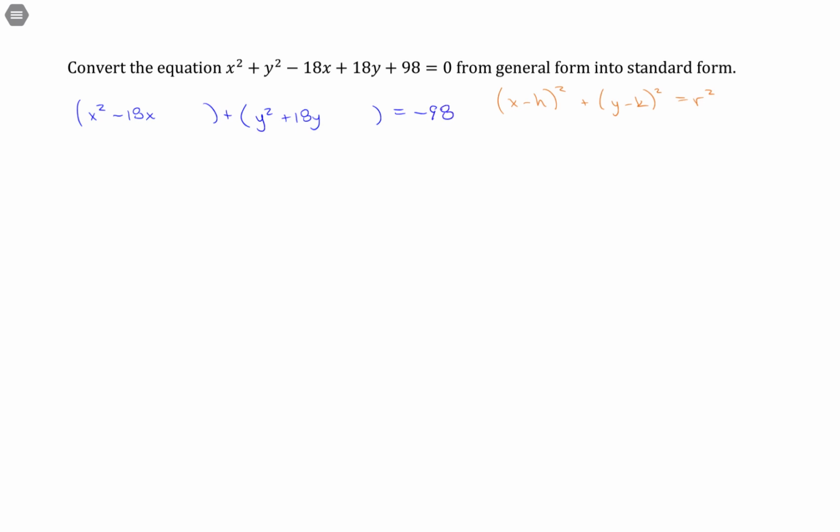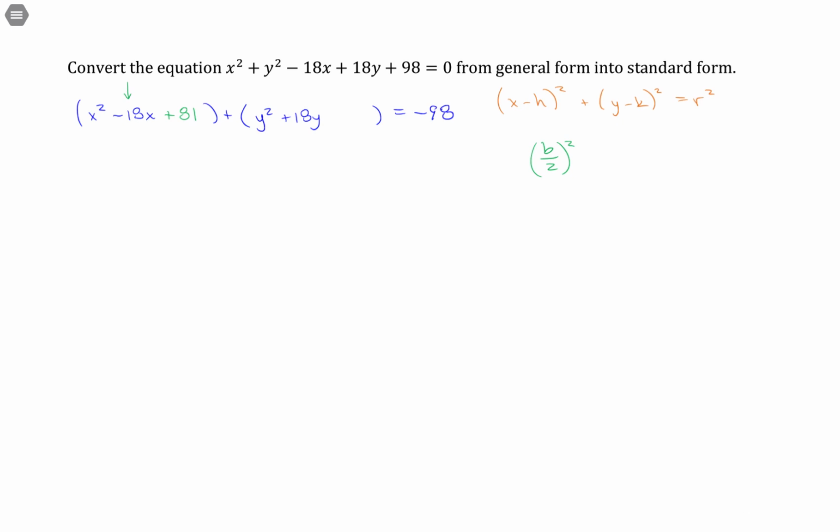Now, the next step is to complete the square. Completing the square, what we do is we take the value b, which is the number multiplying the linear term. We take that value, divide it by 2, and square it. So I'm going to take negative 18 divided by 2, which is negative 9, and square it. So that gives me 81.